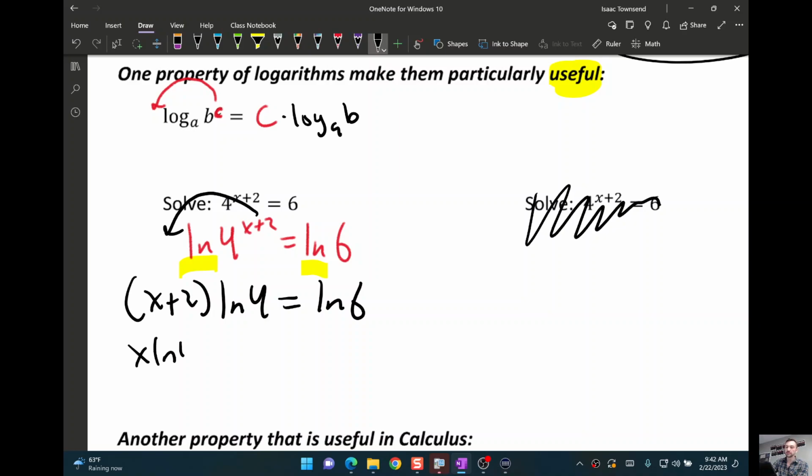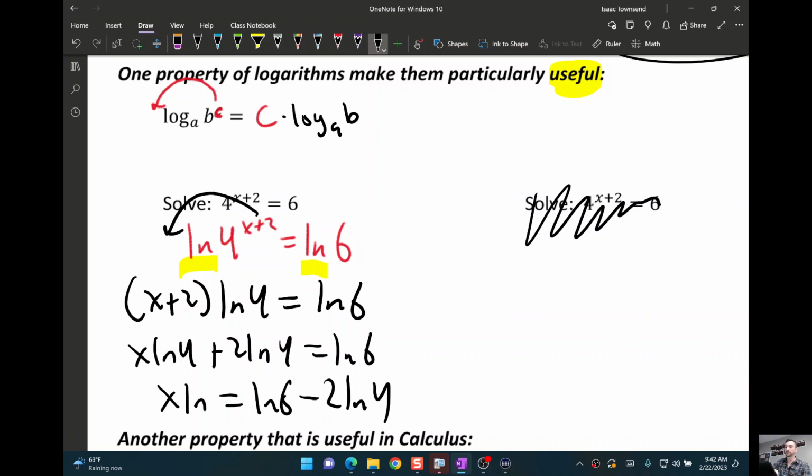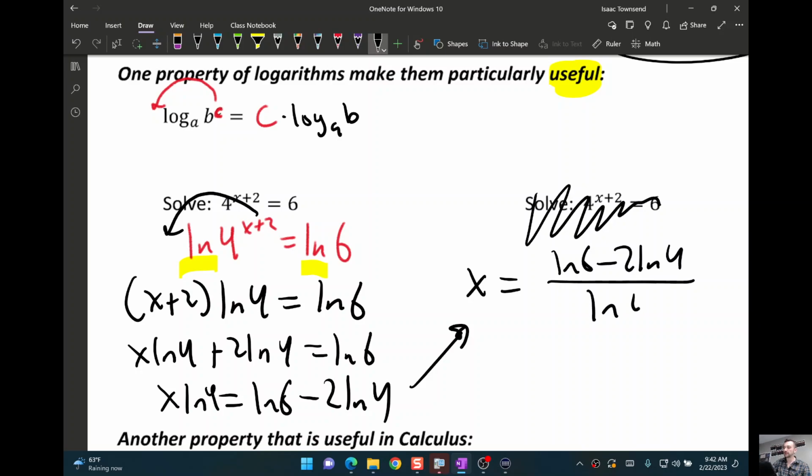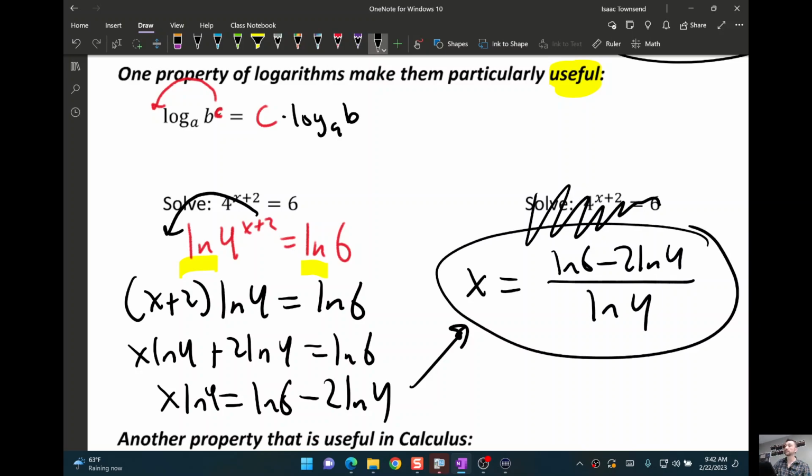distribute this. I could undo adding a number by subtracting a number. And then I can undo times with divide. The answer to that, as I said, would be something you would never guess. But natural log of 6 minus 2 natural log of 4, all over the natural log of 4.